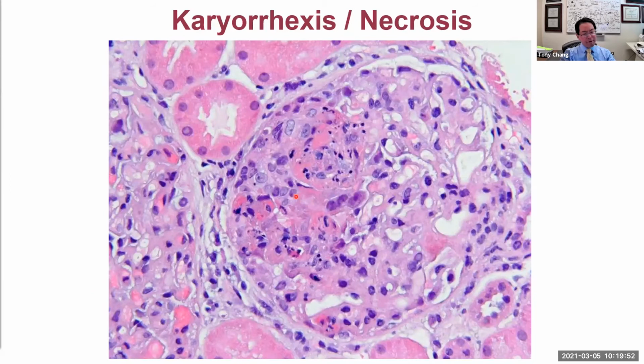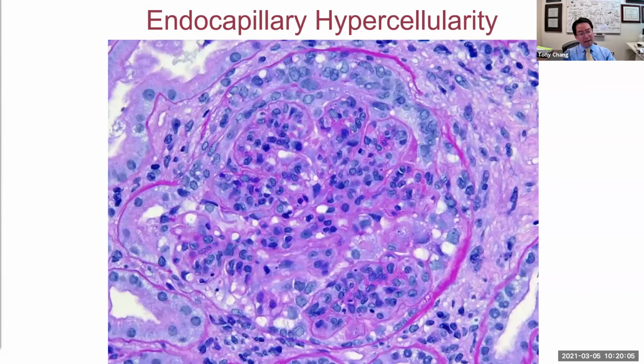Here's an example of fibrinoid necrosis with karyorrhexis. You can see the inflammatory cells sort of breaking apart in this lesion. And here's a very small cellular crescent over here. Often, when you have prominent immune complex deposition, that goes along with endocapillary hypercellularity, which used to be termed endocapillary proliferation. But I think we recognize that most of the hypercellularity is due to an influx of inflammatory cells, and it's not so clear that you actually have local proliferation of the resident glomerular cells.